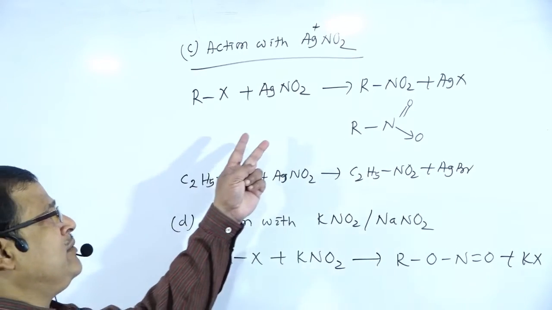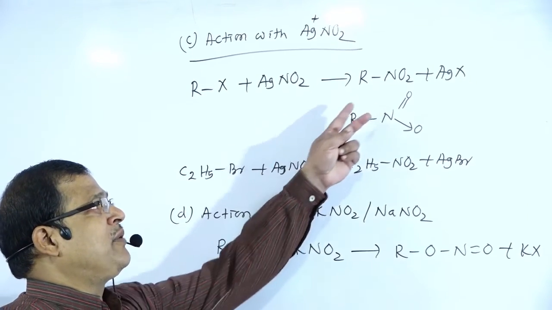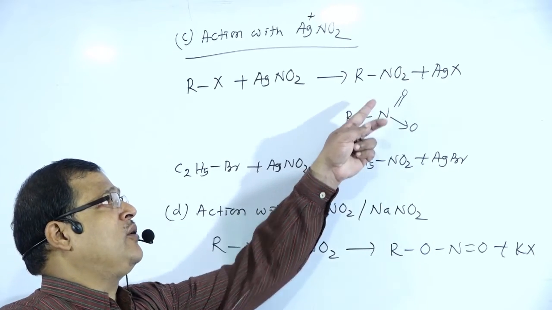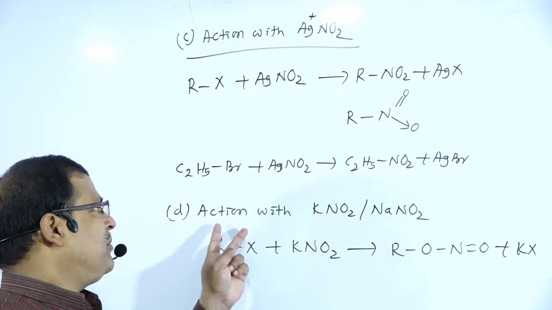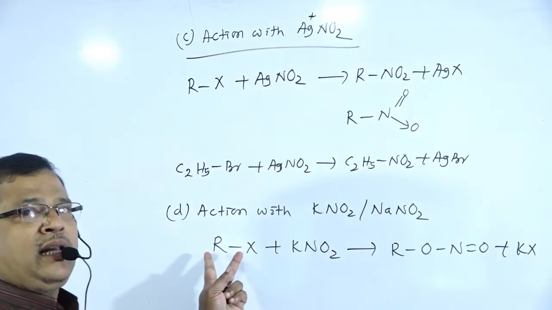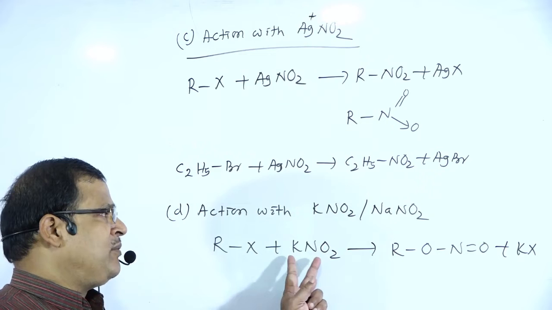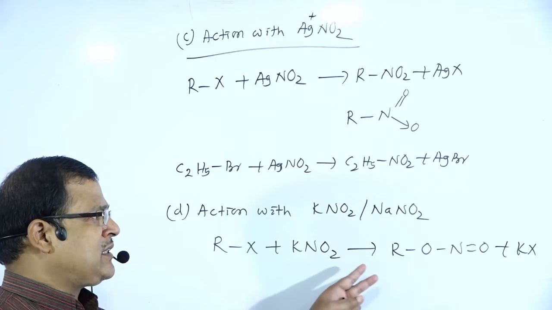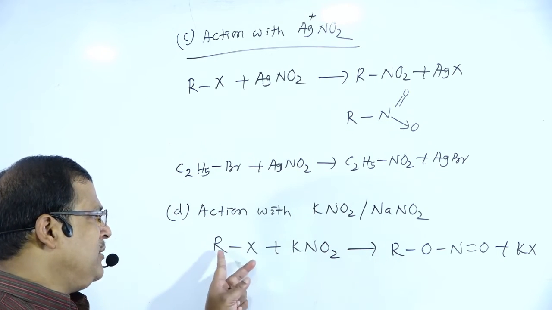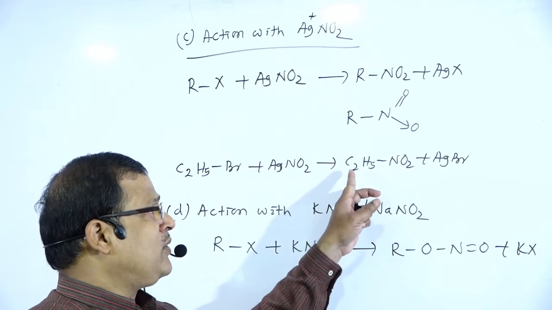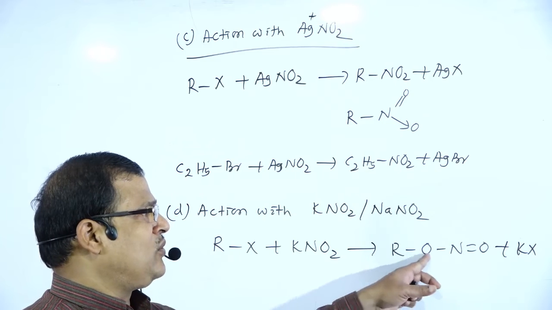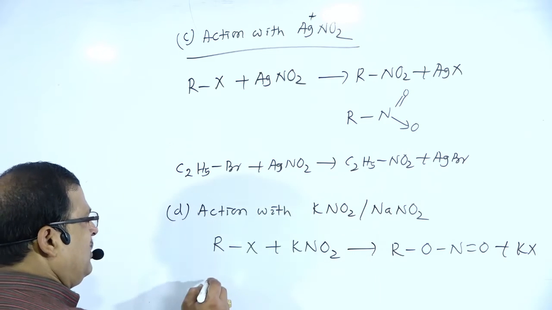Alkyl halide that has been treated with silver nitrite gives nitroalkane, RNO2, where there is a bond between nitrogen and carbon. But whenever alkyl halide reacts with potassium nitrite, the bond formed is between carbon and oxygen. That is, carbon to nitrogen in the first case, but carbon to oxygen in this case.